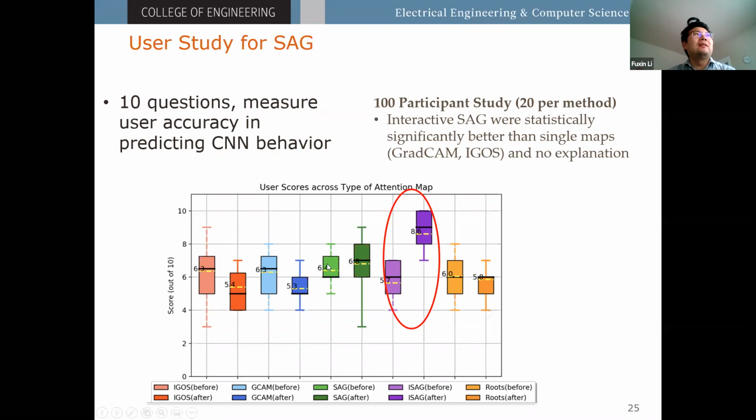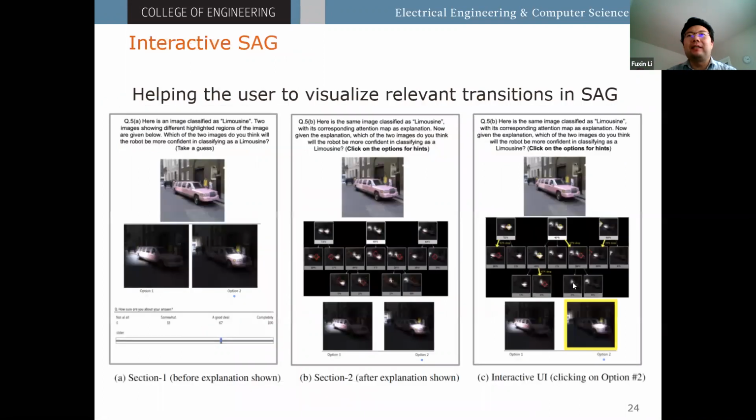And so SAG, without those arrows, so here I didn't show, but there are some arrows in the SAG that we highlighted just to show the users what are the relevant things. Without those arrows, users just look at SAG and it's just too much information. The users cannot handle it. So without the arrows, the users also don't do very well.